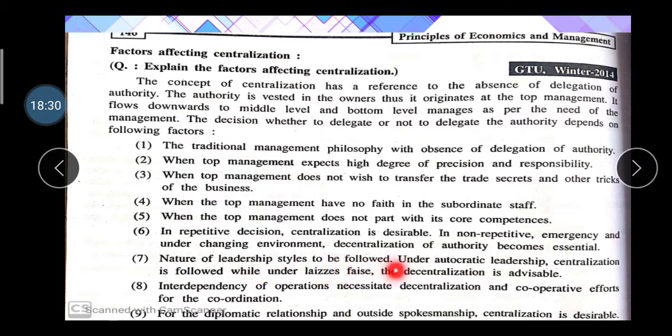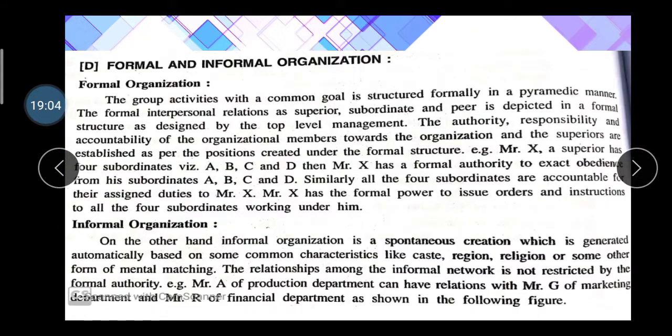Nature of the leadership style followed: under the autocratic leadership style, they do centralization. Under laissez-faire, decentralization is advisable. In interdependent operations, decentralization and cooperative efforts for coordination are necessary. For diplomatic relationships and outside spokesmanship, centralization is desired, meaning any person cannot reveal their secret to another firm, that's why they do this type of centralization in the organization.